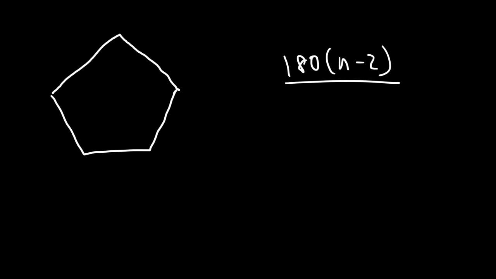And since each angle is the same, to find the measure of each of those angles, there's 5 of them, we simply have to divide by n. So this will give you the measure of the interior angle if you have a regular pentagon, or a regular polygon for that matter, if all sides are the same. If you don't have a regular polygon, this is not going to work.